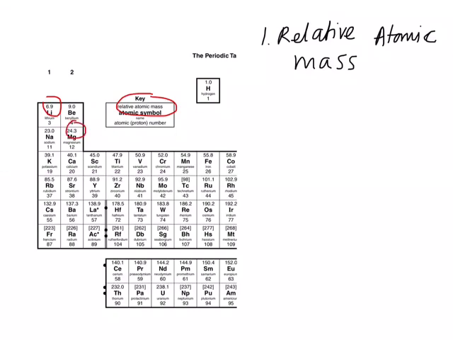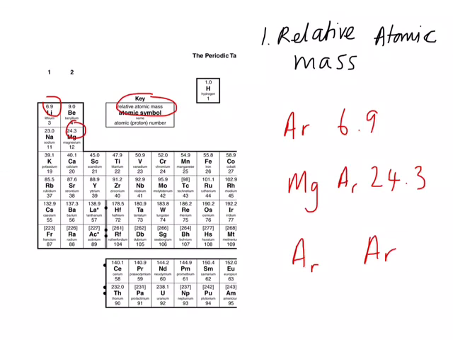We use the symbol Ar to represent relative atomic mass. So lithium has an Ar of 6.9. Magnesium has an Ar of 24.3. Make sure when you write it, you're making it clear that you're writing A with a subscript R and not the symbol for argon. This is not correct.